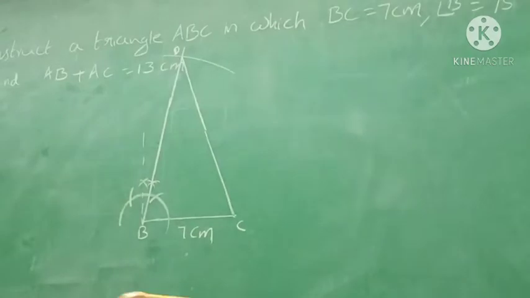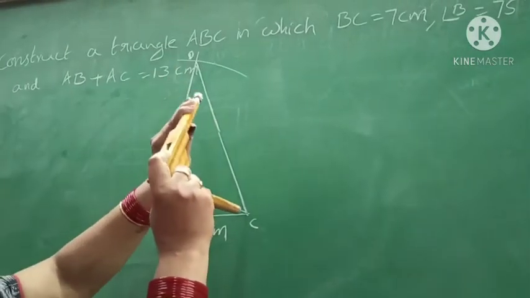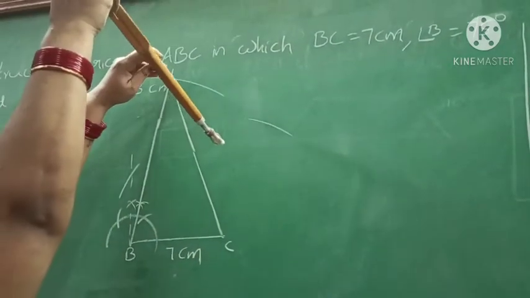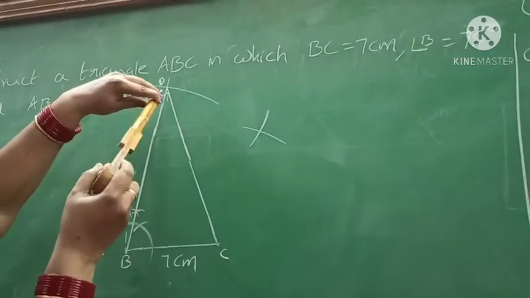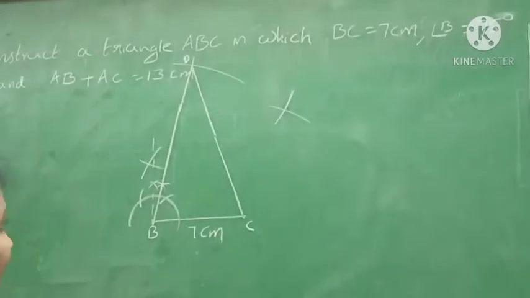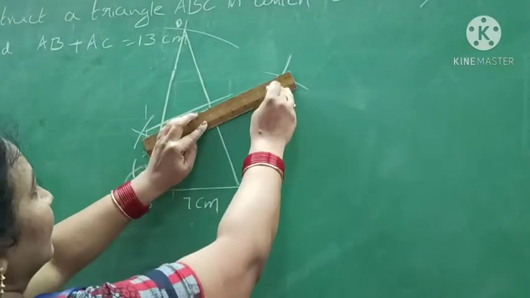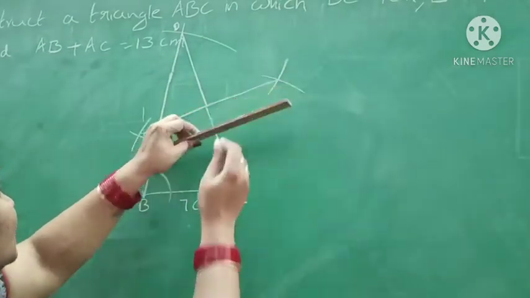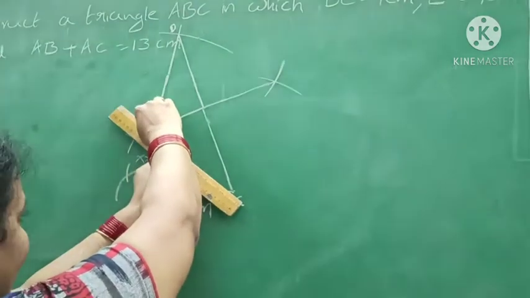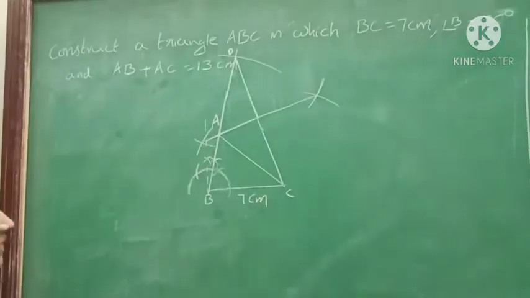Now draw the perpendicular bisector of DC. See, this is DC. Now, taking more than half, draw arcs above and below the line. Now join this line. So where these two lines meet is A. So ABC is our required triangle.